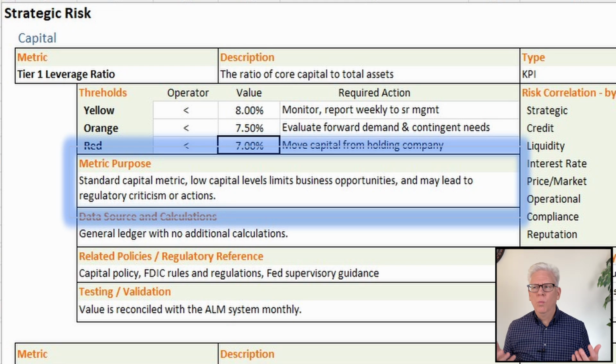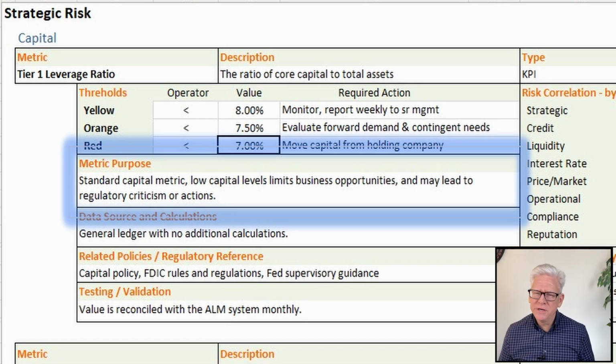Next is metric purpose. Essentially, why is this metric meaningful? Now, we'll get deeper into our discussion around risk correlation later, but for now, what I'm just really looking for is a basic description of why this data point matters, or rather, what could it mean if it's going in the wrong direction? And this is important for people in particular that aren't as familiar with this metric. They need to understand why it matters.